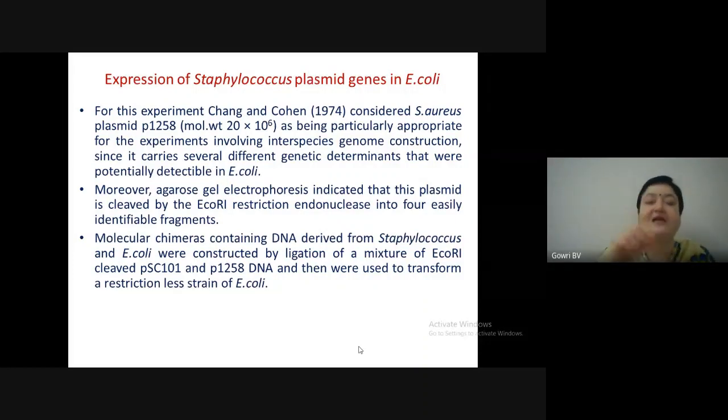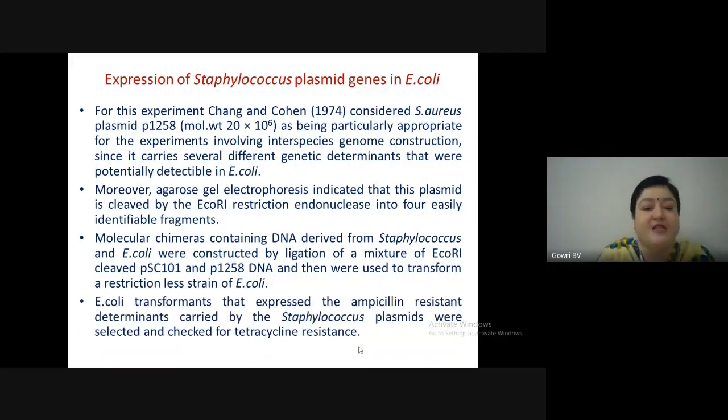That is what I meant, RE minus. If this host strain produces restriction endonuclease EcoR1, then the cloned pSC101 and P1258 genes will be cleaved. That is why the restriction-less strain of Escherichia coli has to be used. E. coli transformants that express the ampicillin-resistant determinants carried by Staphylococcus plasmids were selected and checked for tetracycline resistance.